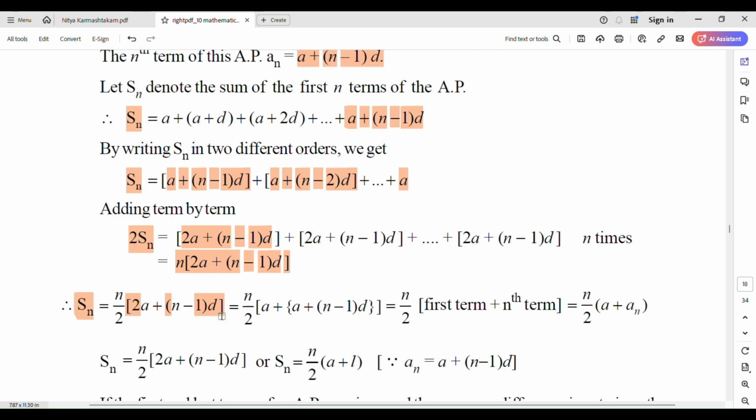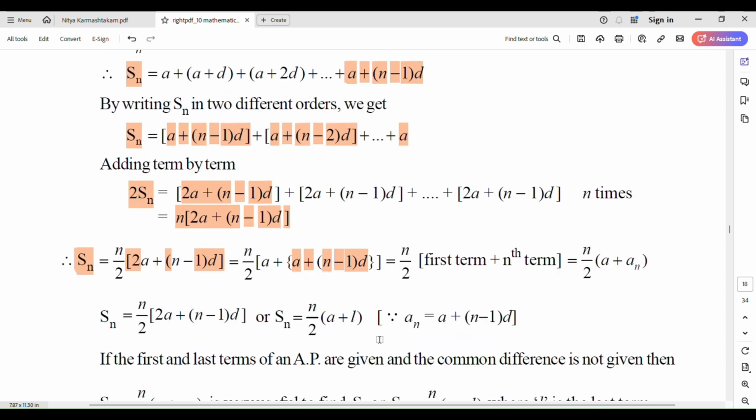So the sum of n arithmetic progression terms equals n by 2 into 2a plus n minus 1 into d. Now I can also write it this way: n by 2 into a plus, separating, a plus n minus 1 d. This is nothing but the last term, correct? a plus n minus 1 into d is the last term. So n by 2 into first term plus last term. This is also another equation. So n by 2 into a plus an, correct?